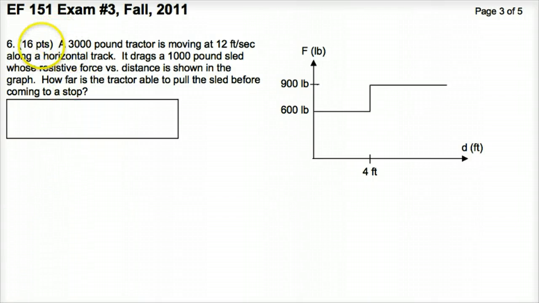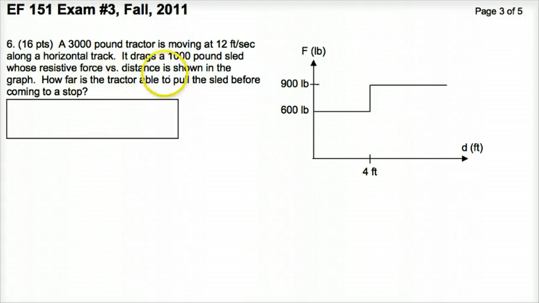Number 6, the first 5 were short problems. Fall 2011, exam 3. A 3,000 pound tractor moving at 12 feet per second along a horizontal track drags a 1,000 pound sled. Resistive force versus distance is shown in the graph. How far is the tractor able to pull the sled before coming to a stop?